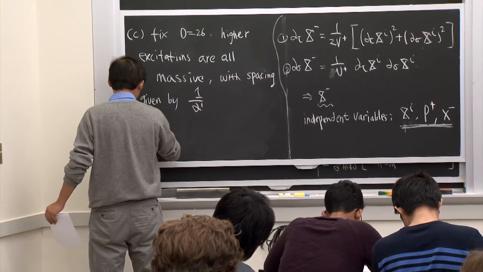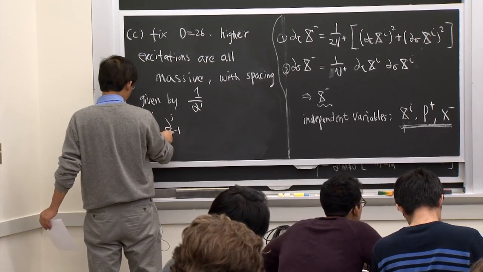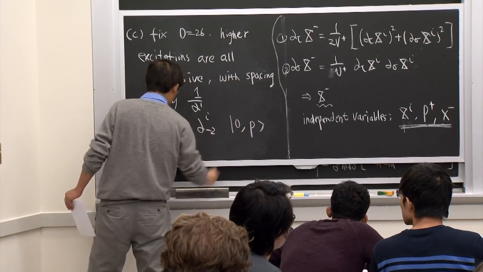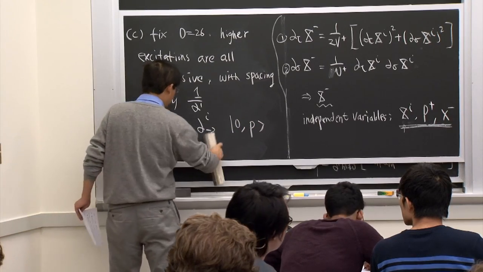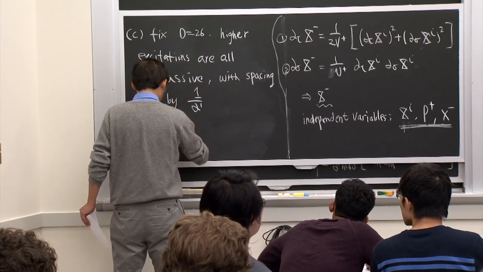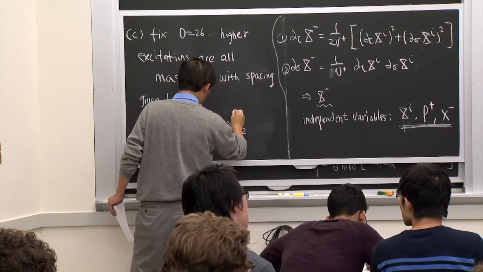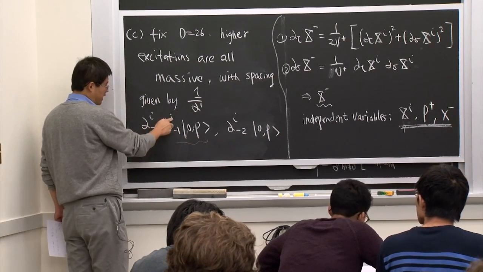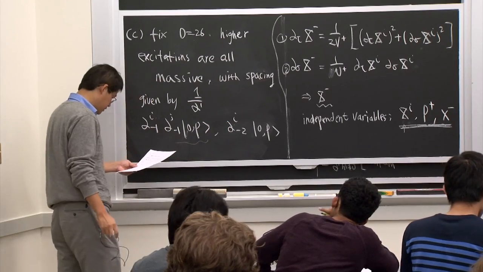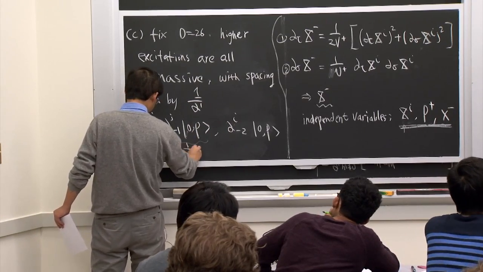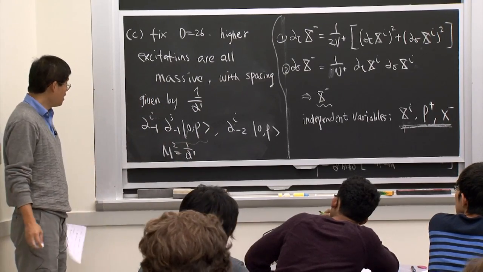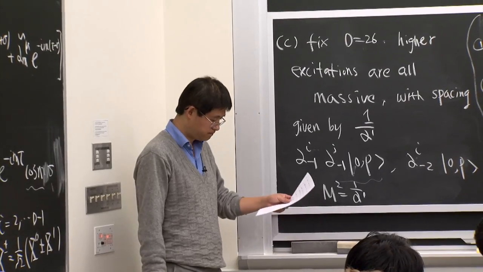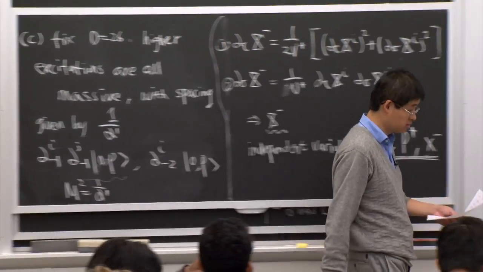For example, the next level would be alpha minus one, some i, some j, or alpha minus two, i, acting on zero p. To avoid confusion, let me write it more clearly: this acting on zero p, and alpha minus 2 i on zero p. This would be like a tensor because it has two indices, and this again like a vector. Those will have mass squared one over alpha prime, and you can check that they fall nicely into representations of the Lorentz group.